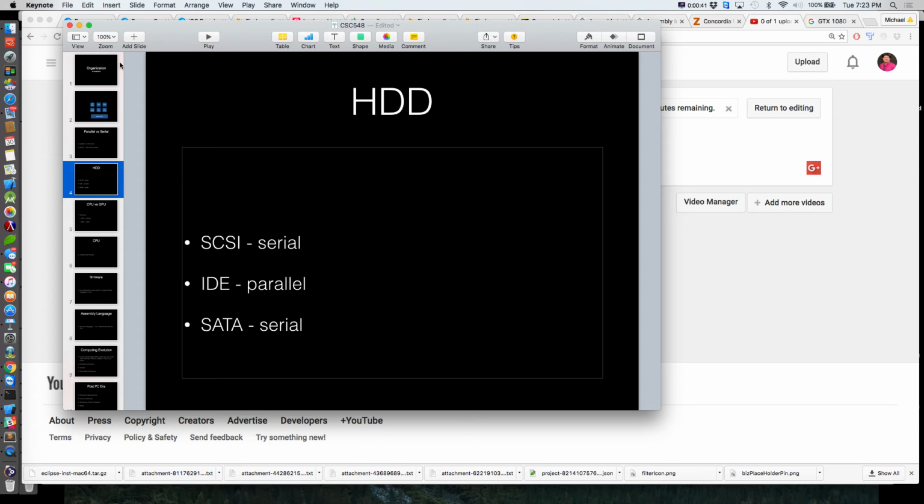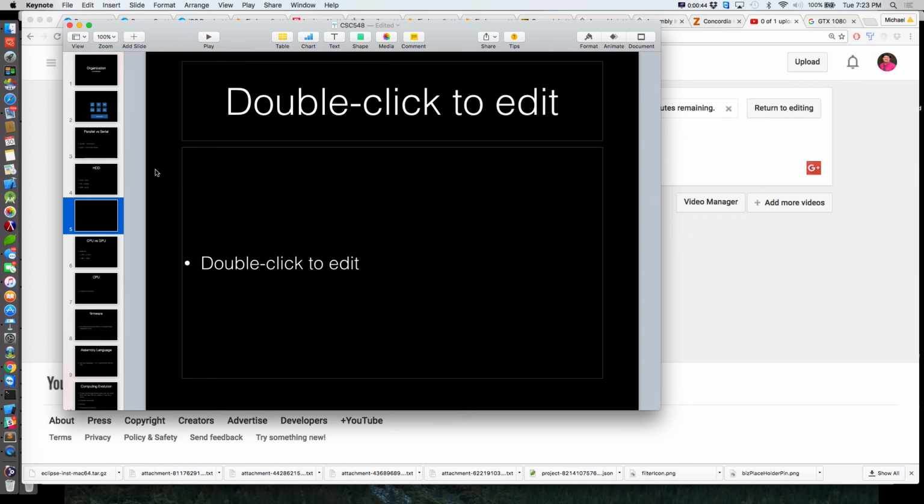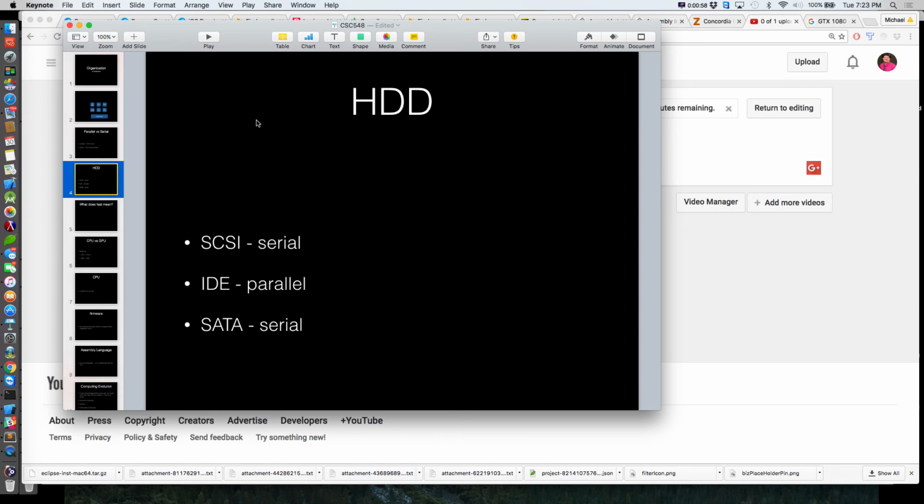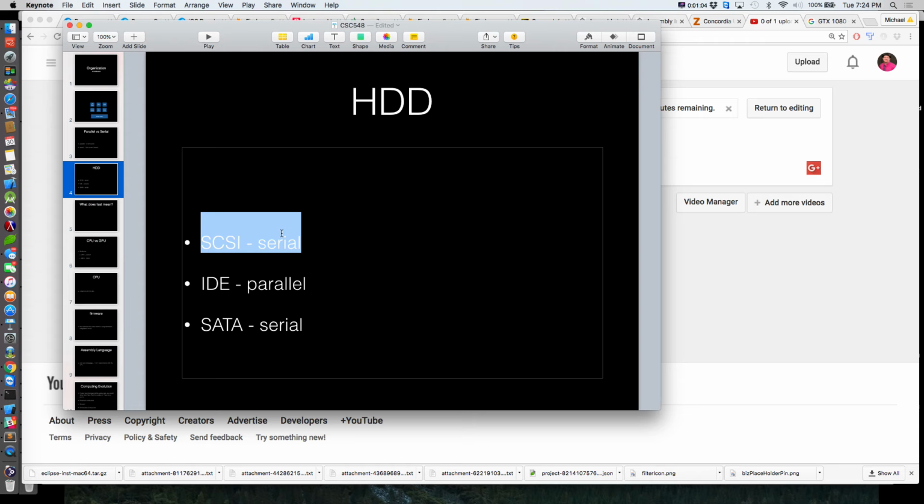Okay, so let's pose a follow-up question. What does fast mean? What does that actually mean? Fast. Because it's very opinionated. Well, he's not wrong. When we said SCSI, we said this is used for servers. When we said IDE, we said this was used for personal computers. So the server, obviously, you'd expect it to be faster. But still, it comes down to what fast means.